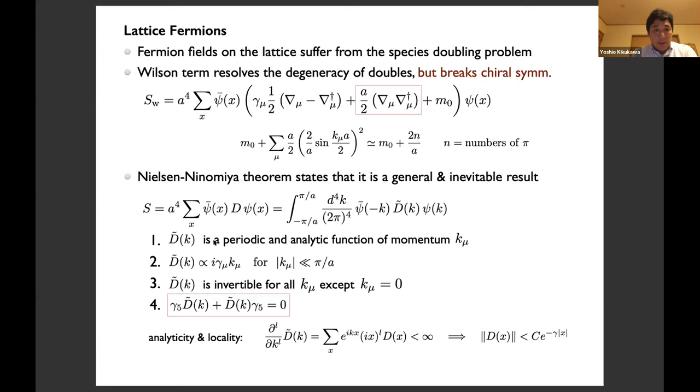The first condition, that D tilde is an analytic function of momentum K mu, implies that the lattice Dirac operator, and the lattice action defined with it, is local with exponentially decaying tails. So if we try to formulate a lattice Dirac operator without species doubling, then chiral symmetry must be broken.